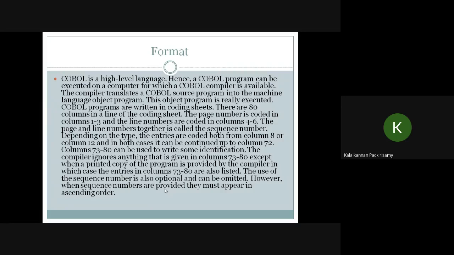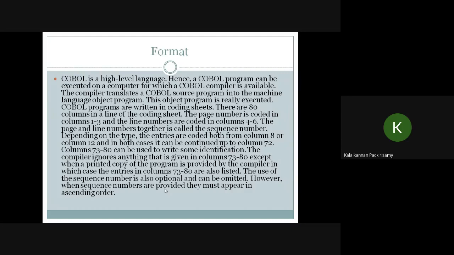Whenever you include the page number in your coding sheet, you have to include it between columns 1, 2 and 3. Whenever you use the line number, you have to mention it within columns 4, 5 and 6. So the first 3 columns are for page number, and the next 3 columns are for line numbers. We call both these page numbers and line numbers sequence numbers.